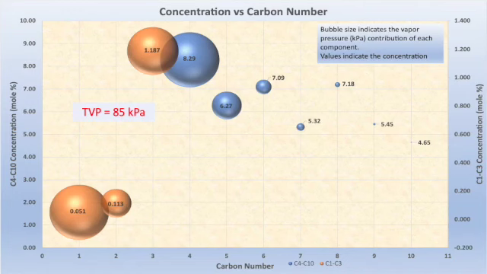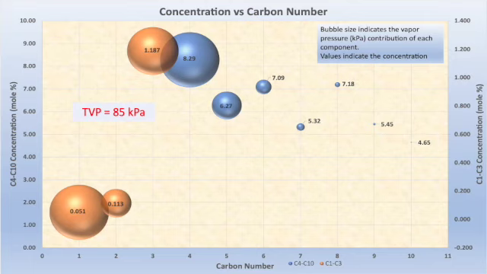This chart represents the composition we just looked at. As with the previous charts, the size of the bubble represents the vapor pressure contribution of each component. Comparing the concentration of C4 to C1, C1 is only a fraction of the concentration of C4, but the vapor pressure contribution is almost the same as for C4. As per Dalton's law, the vapor pressure contribution of each of these add up to the overall vapor pressure, which in this case is 85 kPa.